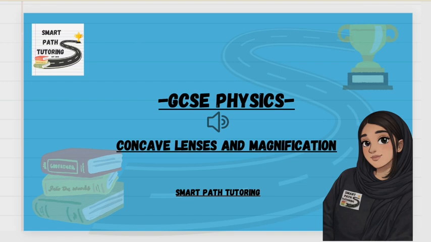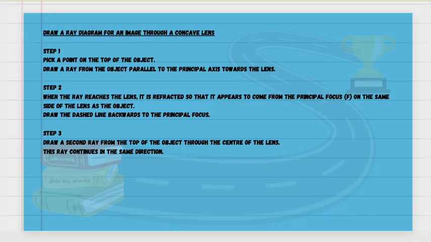This is about concave lenses and magnification. Draw a ray diagram for an image through a concave lens. Step 1. Pick a point on the top of the object. Draw a ray from the object parallel to the principal axis towards the lens.